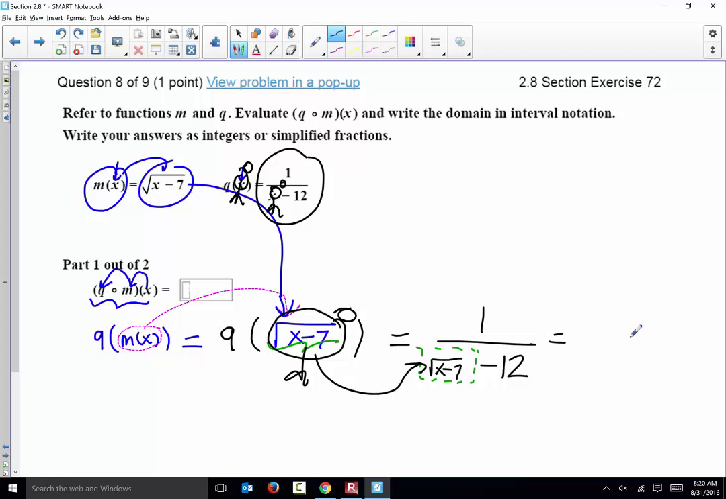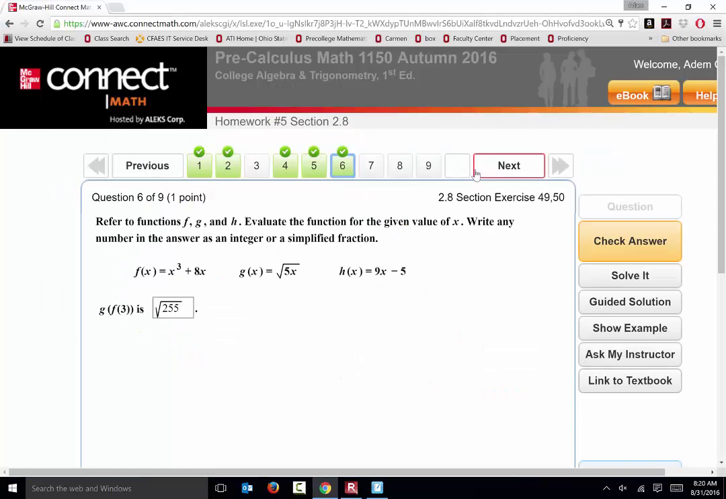Okay, we're done. Let me clearly write it down. Oh, can I subtract minus 7 and 12 and make minus 19? No, one is inside a root, the other one is free. They can't come together. So this is the best we can do in part 1. The question is not over.